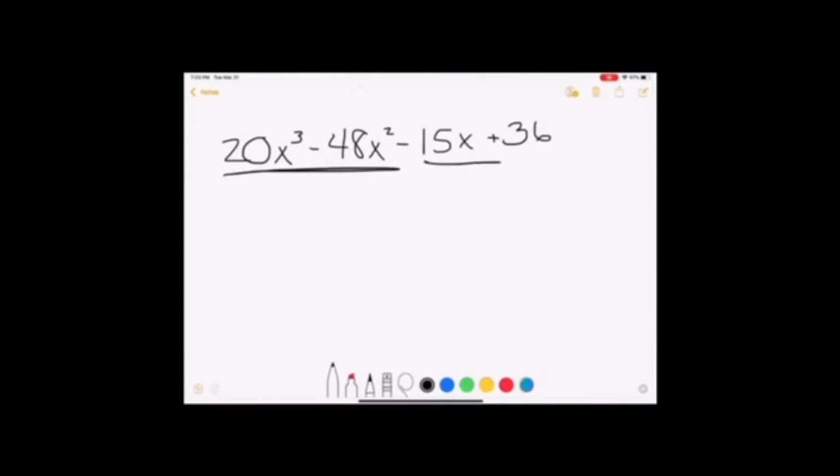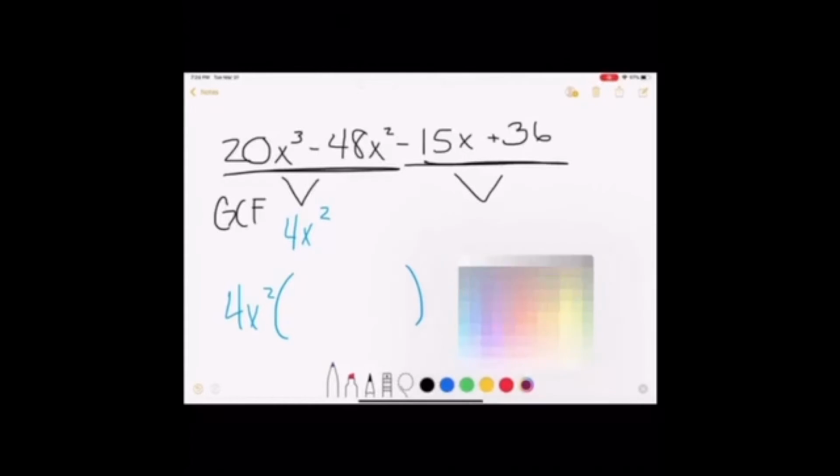To start by grouping our polynomials, we're going to split the equation into two parts. We're going to start with the left side by finding the greatest common factor. So for our left side, the equation reads 20x cubed minus 48x squared. The greatest common factor of that is 4x squared. So we're going to go ahead and write the 4x squared with parentheses where we'll put the remainder of the problem. Now for the right side, our greatest common factor is negative 3. So at the bottom, we're going to write negative 3 and then parentheses to finish the rest of the equation.